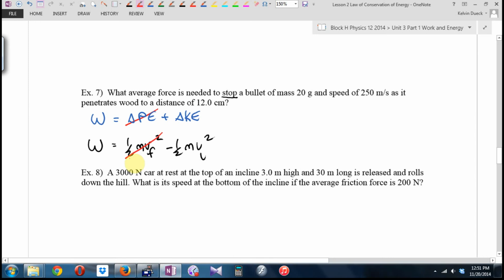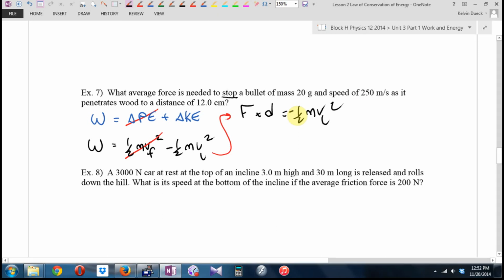Anthony, what am I trying to find in this question? Mr. Dueck, I don't see a force anywhere in this equation. Fair enough. Wait a minute. How else can I write work? Work is what times what? Ah, I see it now. This is going to be force times distance equals a half m v final squared minus a half m v initial squared.